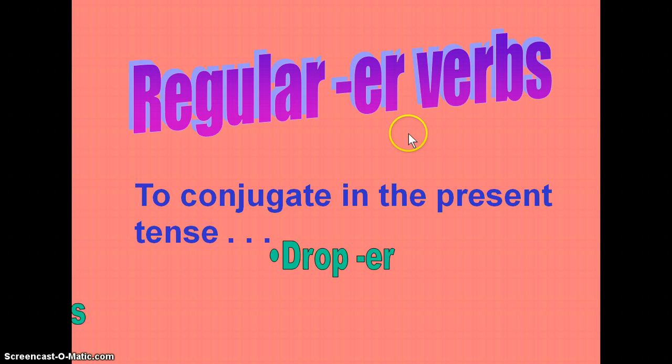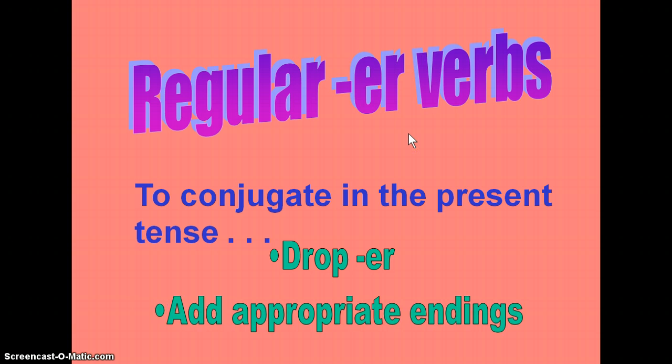er verbs. So in order to conjugate the present tense of the verbs ending in er, the first thing you have to do is to drop the er. Okay, then you have to add the appropriate endings. So what are those endings? These are the endings that you need to know.